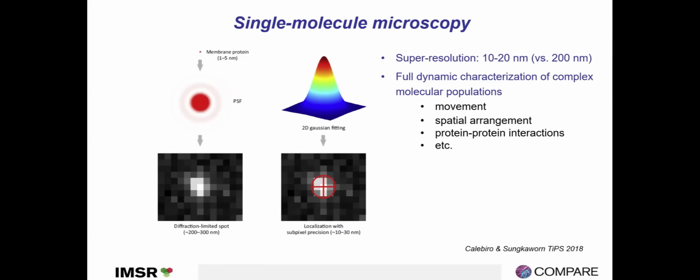And how this works is summarized here. Imagine you start from a tiny little membrane protein of a couple of nanometers in size. If you can separate molecules in time and/or space, then you can play a little trick. The molecule will appear as a much larger blob through the lenses of your microscope because of the diffraction of light. However, you can determine quite precisely the center of mass of your molecule. And that can be done with a precision that essentially depends on the number of photons you collect. And for practical reasons, you can achieve a localization, as I said, of about 10, 20 nanometers in our settings.